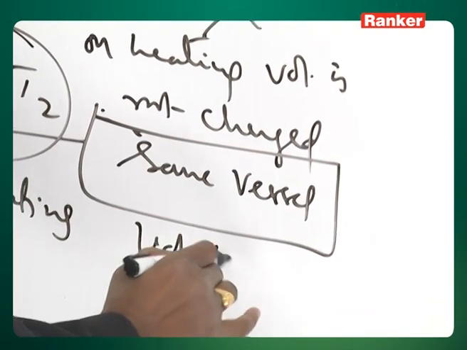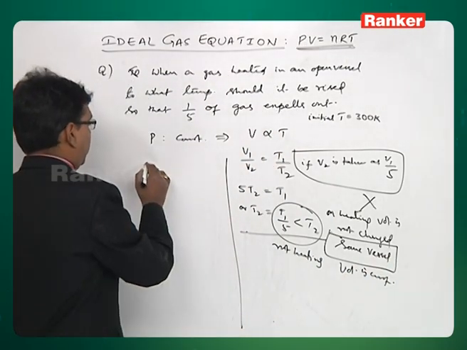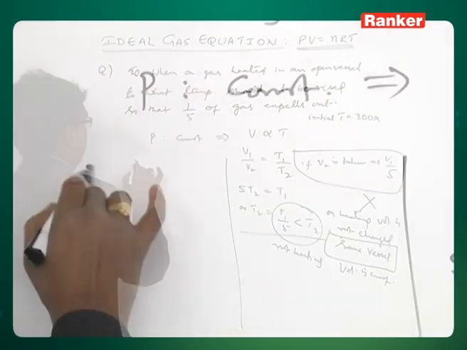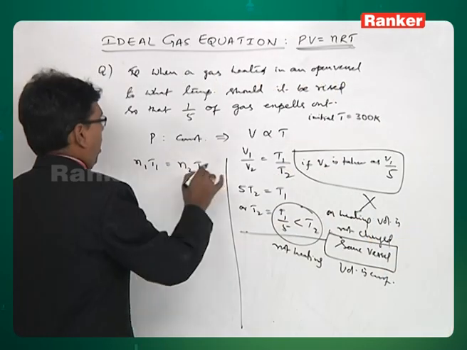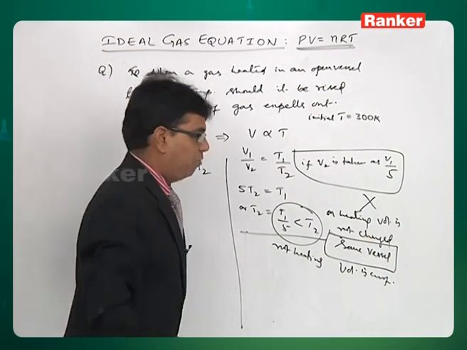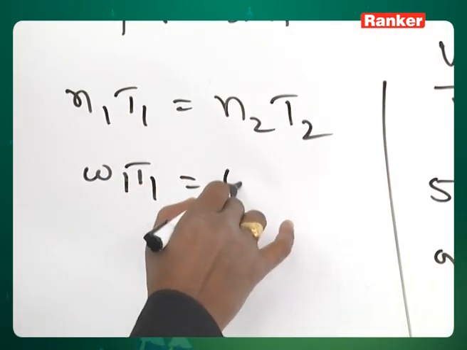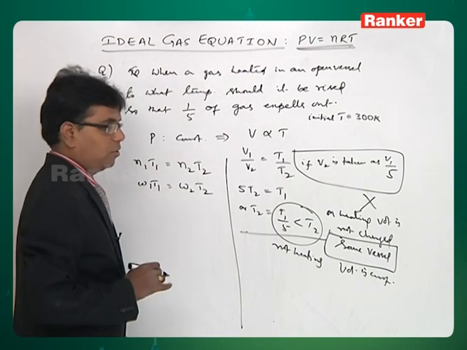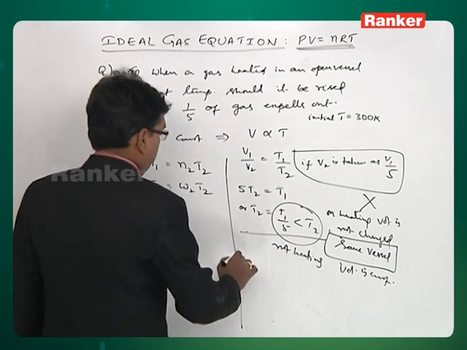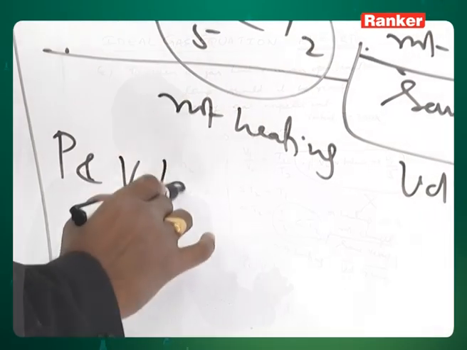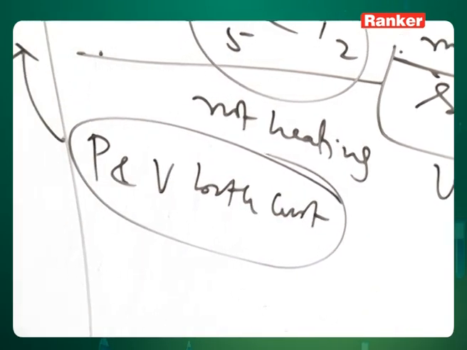So, volume is constant. Then what is changed? Here you have to take it as the number of moles changes. So, it is N1 T1 is equal to N2 T2, or if you write the number of moles in terms of weight by gram molecular weight, W1 T1 is equal to W2 T2. This is what you are supposed to take. Volume is constant, so here what you should consider is P and V both constant. When P and V both constant, then you should take it like this.